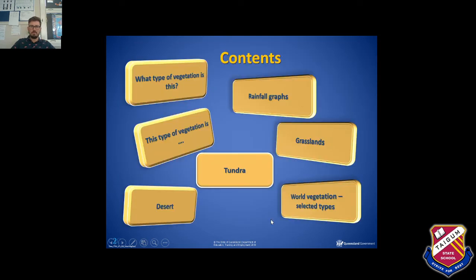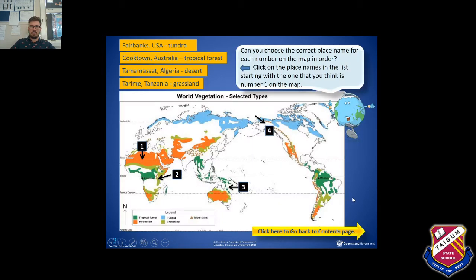Very good. Last one, world vegetation selected types. Can you choose the correct place name for each number on the map? Click on the place names and list in the list starting with the one that you think is number 1 on the map. So number 1, is it Fairbanks, USA, Cooktown, Australia, Tamanrasset, Algeria, or Tarime, Tanzania?